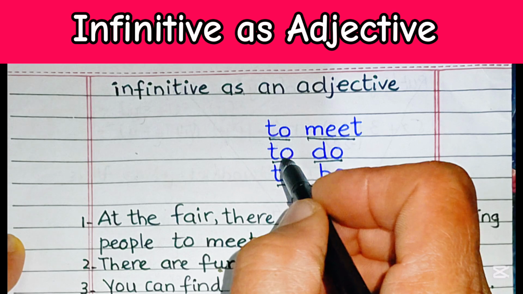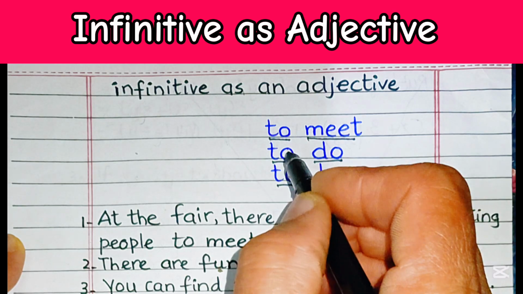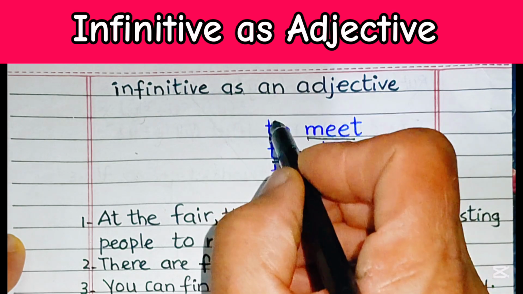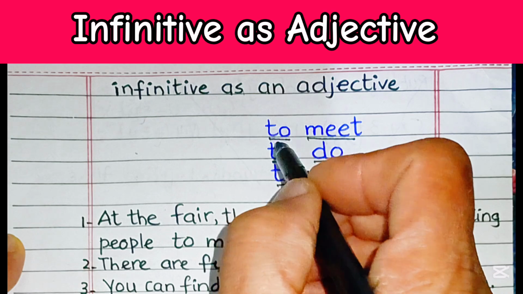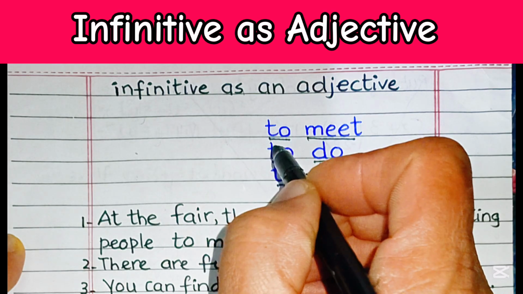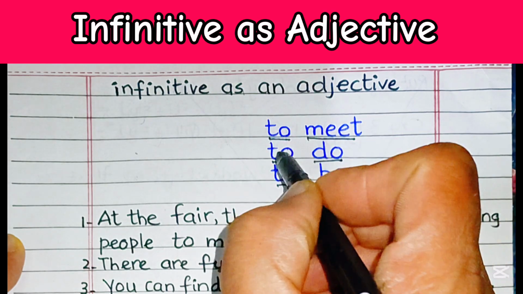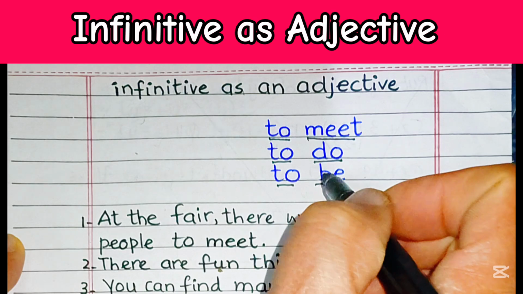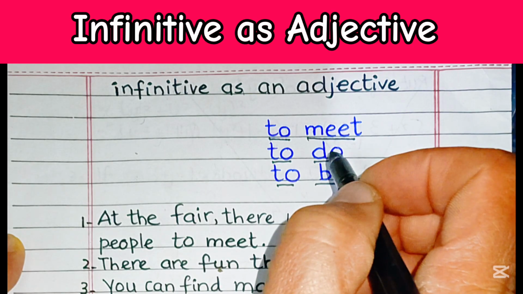When an infinitive is used as an adjective, it comes after a noun. The infinitive comes after a noun if it is used as an adjective.